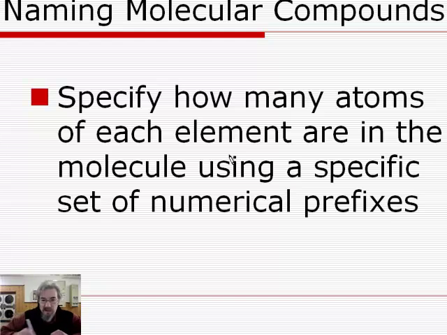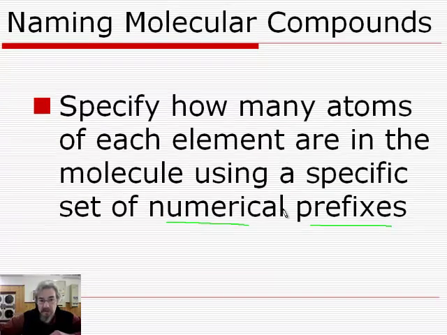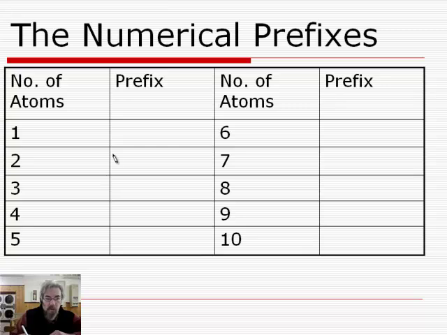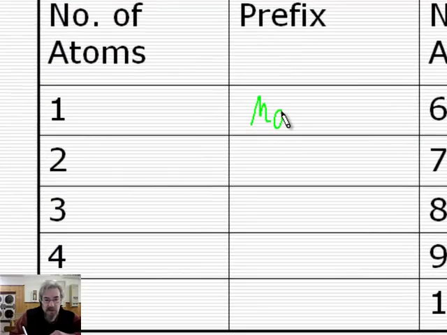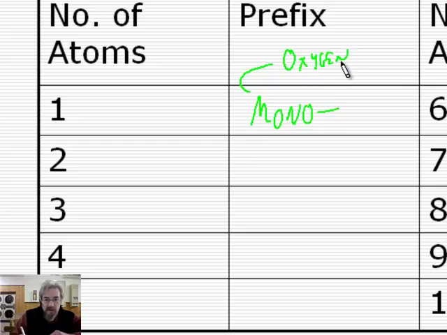We do this using a specific set of numerical prefixes, these word parts that mean numbers. Here's what they are. One atom of an element, we give it the prefix mono. Now, there's a disclaimer here. Mono is used with oxygen only. And realistically, practically, almost nothing ever gets mono except oxygen. And it's usually only when the oxygen is the second element listed. So mono is used sparingly.